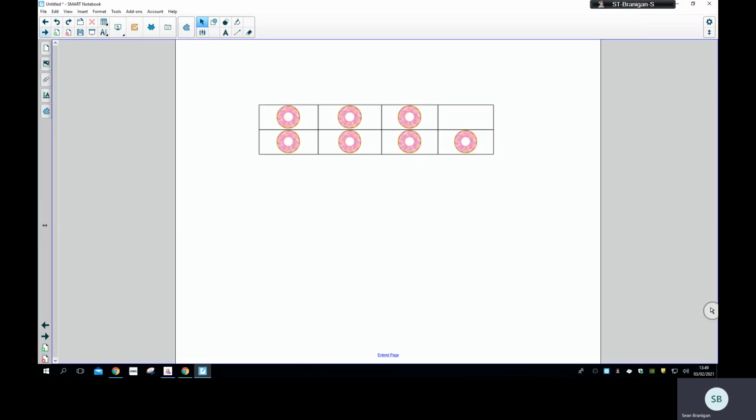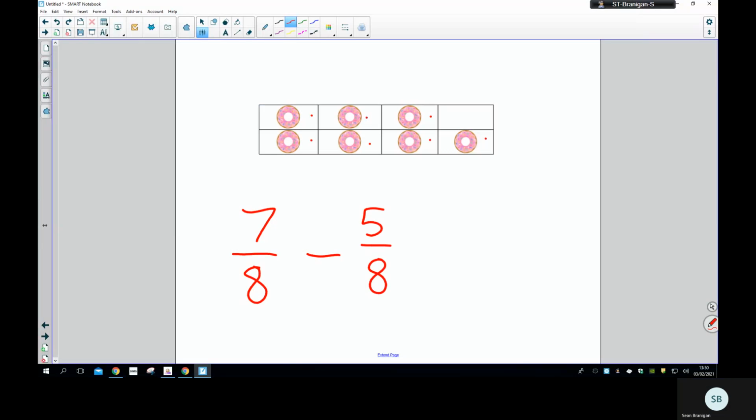So I've got some donuts. I've got donuts in a pack, and you can see that there were 8. And now I've got 1, 2, 3, 4, 5, 6, 7, 8. 7 out of the 8. I want to know, if someone were to eat 5 of the donuts, how many would be left? So if somebody ate 5 8s, how many would be left? So let's have a look.